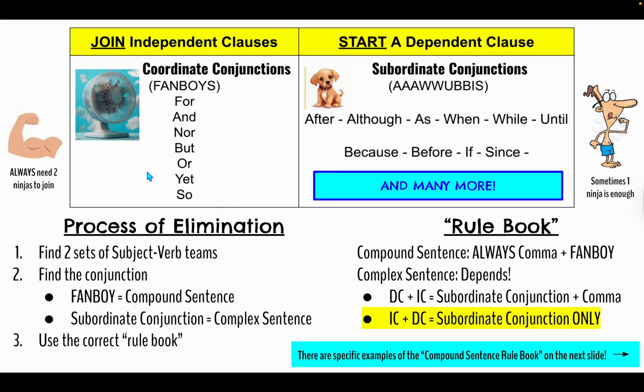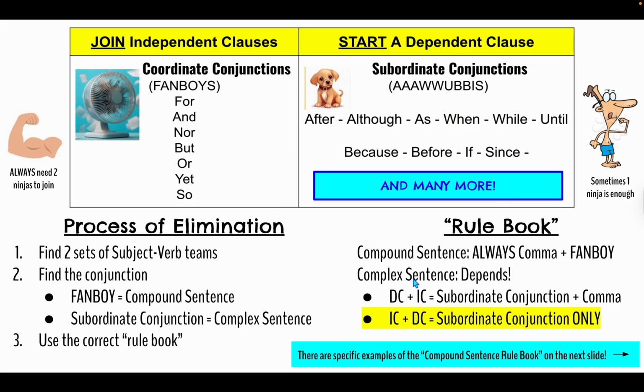If I'm using a fanboy to join two clauses, that means both clauses are independent and it's a compound sentence. If I'm using a subordinate conjunction to join my clauses, that means one of them is going to be a dependent clause, meaning the other one has to be an independent clause. All that to say, it's a complex sentence. So let me simplify. If the clauses are joined with a fanboy, it's a compound sentence. If they are not joined with a fanboy, it's a complex sentence.